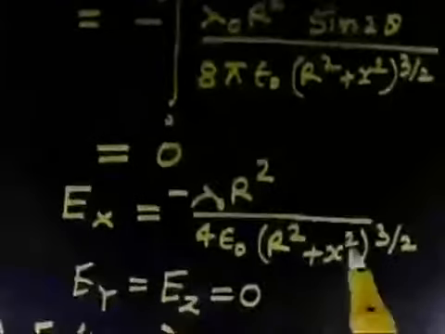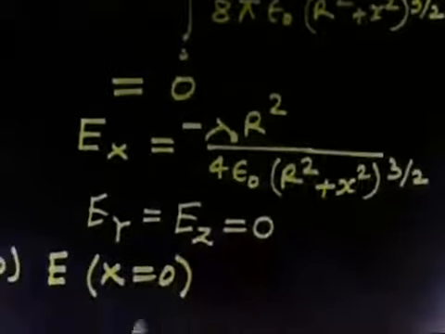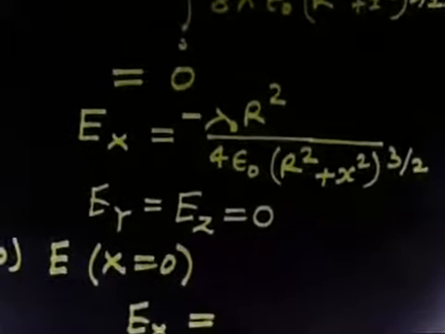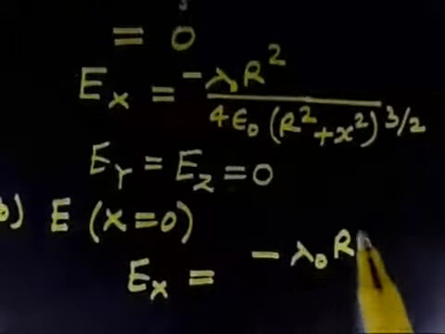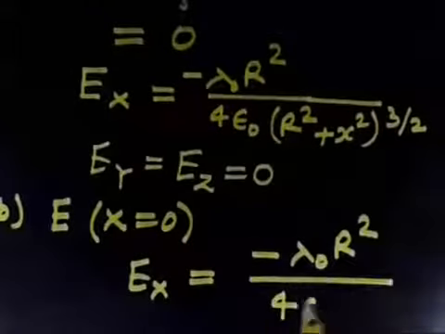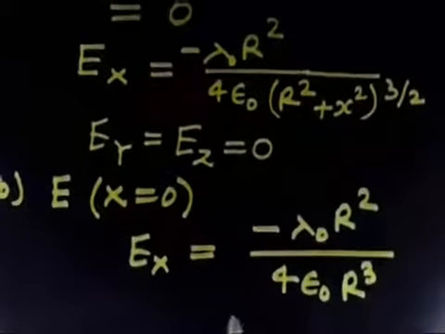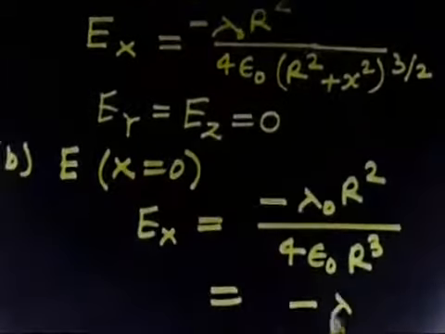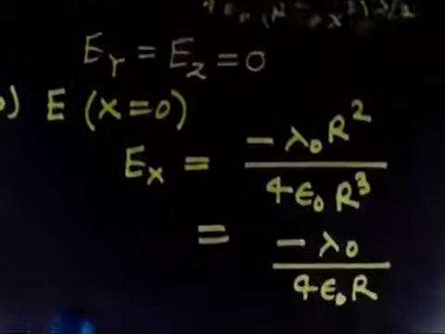So now I know the variation of E with x. If I plug x equals 0, the electric field will have only an x component, z and y are 0. So minus lambda naught r square over 4 epsilon naught and r to the power 3 by 2, so simply r cube. So you will have minus lambda naught by 4 epsilon naught r.